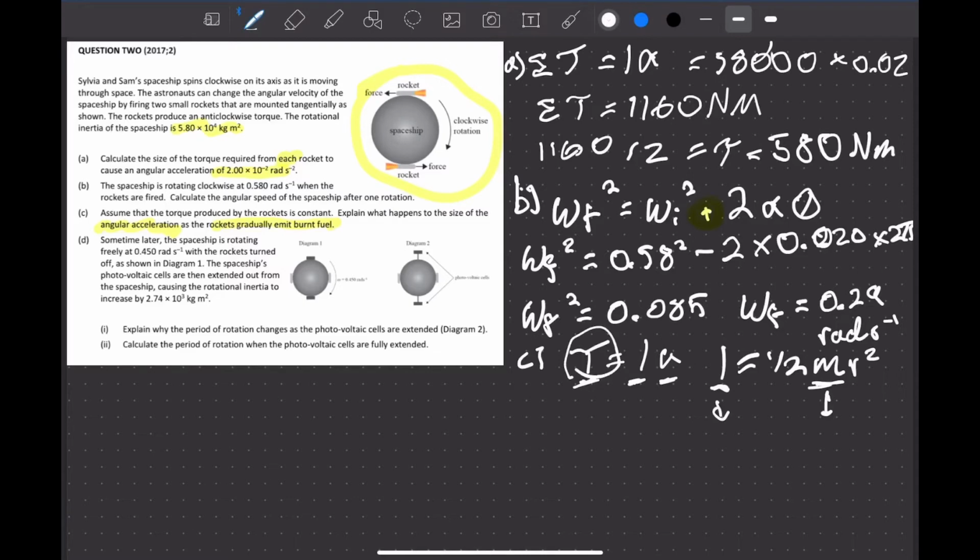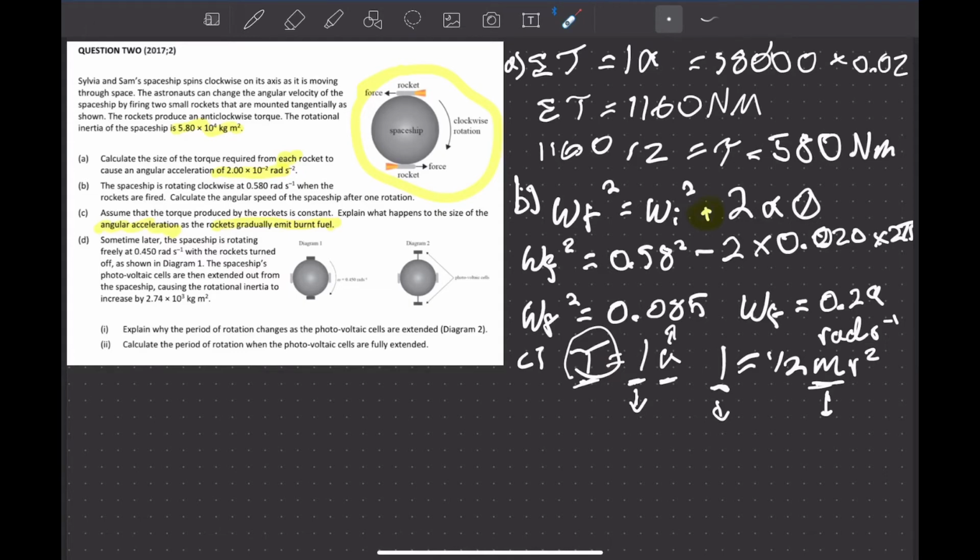Now, if our torque is constant, produced by the rockets, but the inertia is decreasing because our mass is decreasing, our angular acceleration must be increasing. So what would we say? We could say, as the rockets emit gas or fuel, the total mass of the spaceship would decrease, the mass of the system. This will cause the rotational inertia to decrease. Torque being constant, our angular acceleration would gradually increase. So as mass decreases, this causes our inertia to decrease and our angular acceleration to gradually increase while torque remains the same. So that's C.